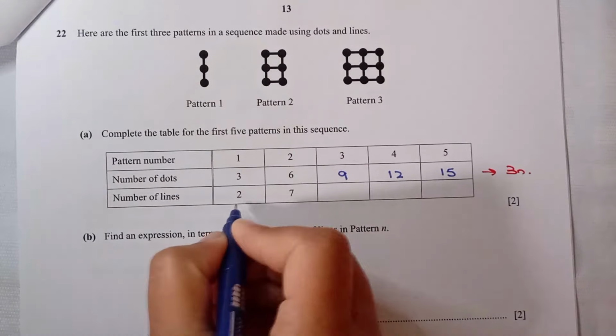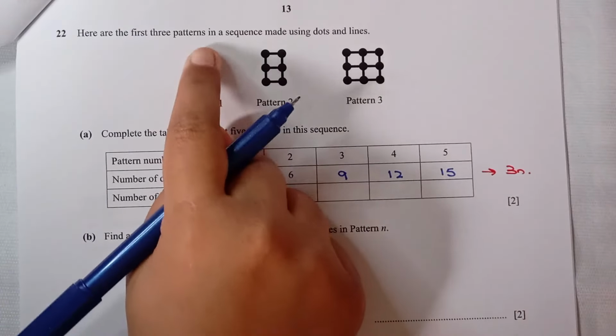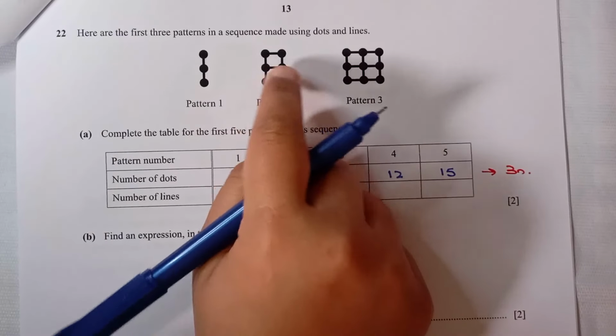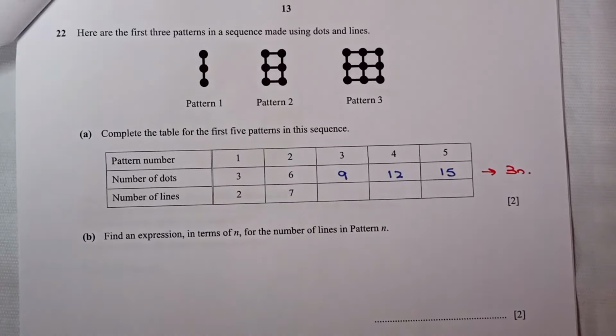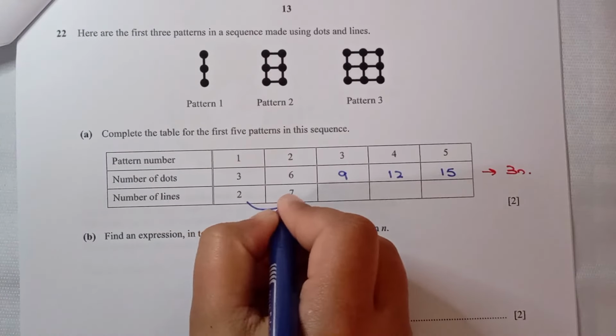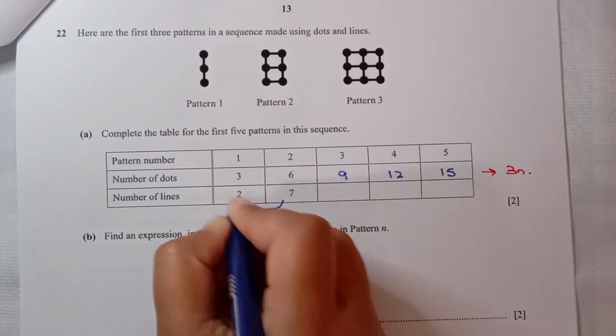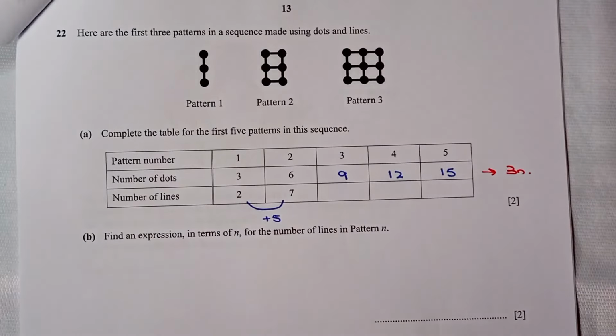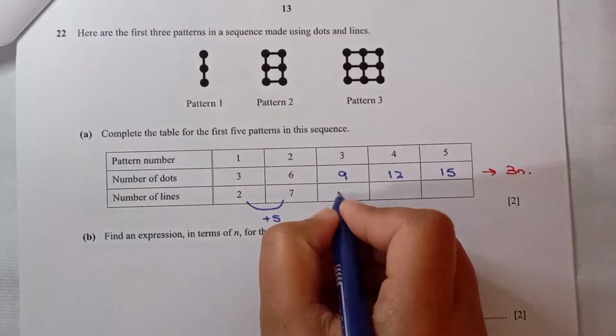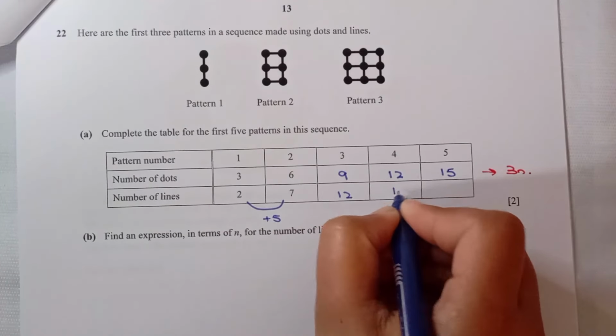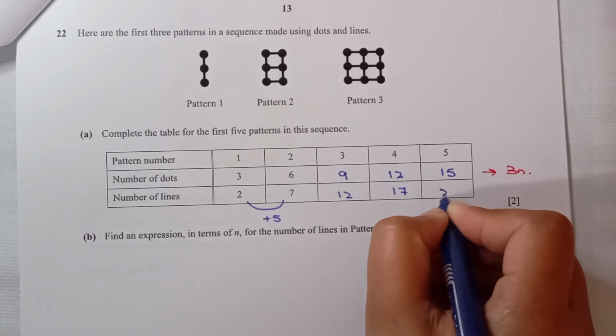Now for the number of lines, for the first pattern we use 2 lines. For the second pattern 1, 2, 3, 4, 5, 6, 7 lines. Okay, so that means adding 5. 2 plus 5 is 7. 7 plus 5 is 12. 12 plus 5 is 17. 17 plus 5 is 22.